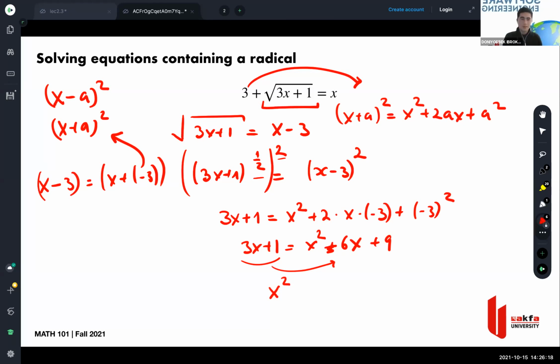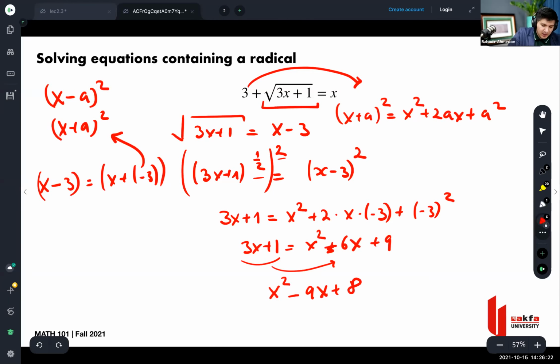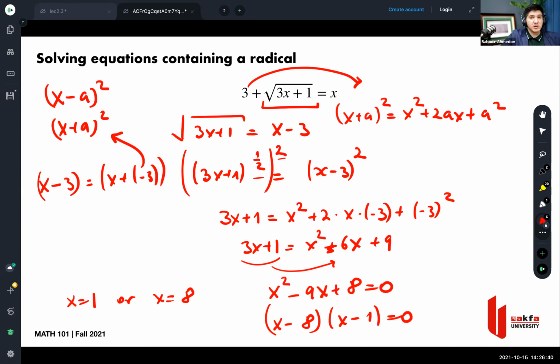So, using just one formula, x squared minus 9x plus 8 is equal to 0. Then we can easily solve this by factorizing: (x minus 8) times (x minus 1) is equal to 0. It means that either x is equal to 1 or x is equal to 8. We can put both of these numbers into the equation and check whether they are proper solutions or not. Please don't forget that you need to check whether you've got a proper solution.